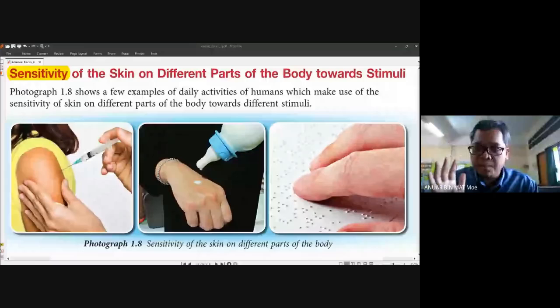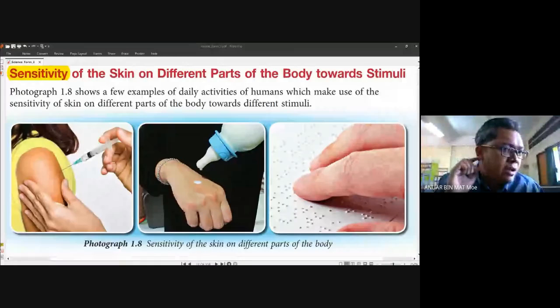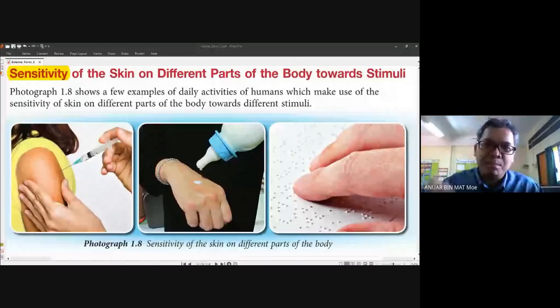Okay, belakang telinga ini, do you think very sensitive or less sensitive? Kalau orang pegang telinga kamu, if somebody touches your ear, do you feel very sensitive or not sensitive? For example, your cheek or your what?